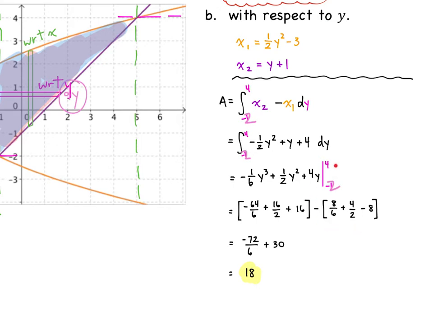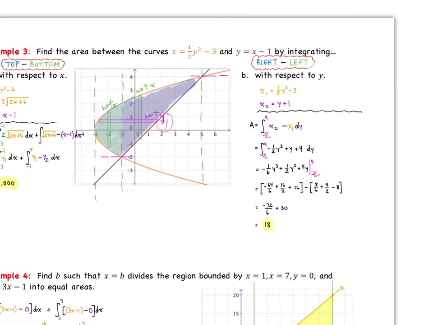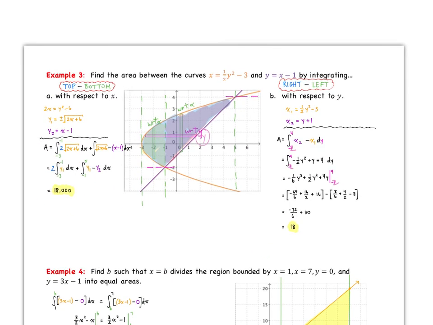Now when we evaluate, when y is 4, we get this here. When y is -2, we're going to get this region here. And the good news is our ultimate answer is going to be the same as what we said when it was with respect to x.